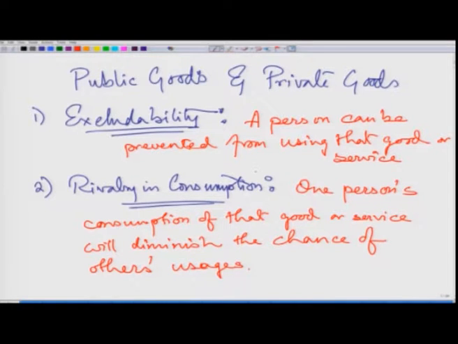Now, I will try to explain. Excludability is when a person can be prevented from using a particular good or service. That means everybody is not entitled to avail a particular commodity or service. Often in a market, a price is attached to a commodity. If a person pays, then the person can utilize it. If they don't pay, they cannot. So, there is excludability. You pay and you use. Like, I want to go to a private clinic. I pay the doctor's fee and I get the treatment. If I don't, I cannot, right?